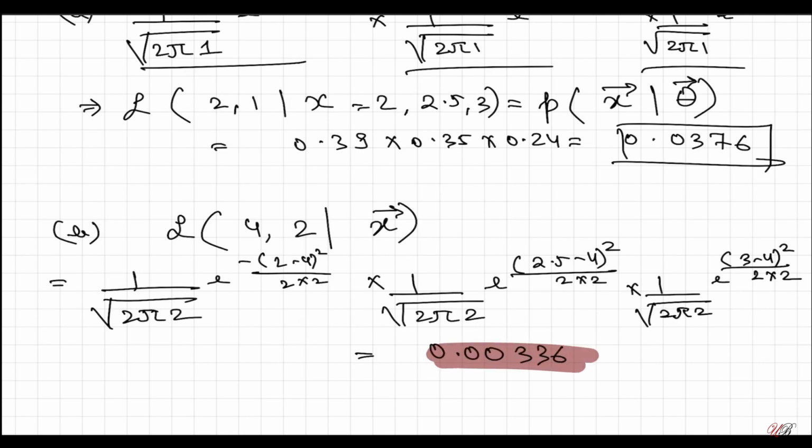solving this particular expression. Now, how to infer these two values? In the first case, we got the value as 0.0376. In the second case, we got the value as 0.00336. So if we have to make a choice between mean equal to 2 and variance equal to 1 versus mean equal to 4 and variance equal to 2, I would go with the first option, because the likelihood of observing the x vector for that particular mean and sigma square is higher than in the second case.